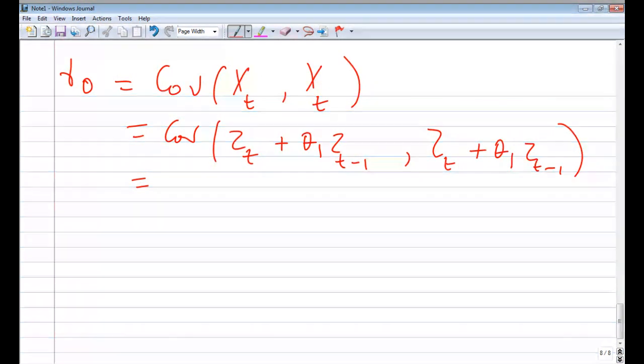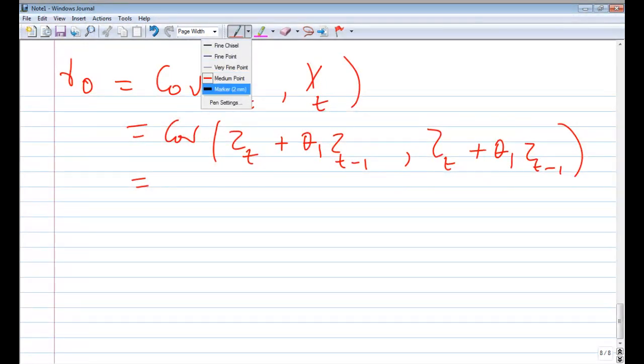So now, how do we calculate the covariance of xt and xt? Step number 2. Xt is equal to zt plus theta 1 zt minus 1. Instead of xt, we replace it by what? By zt plus theta 1 zt minus 1. We do the same for the next xt, zt plus theta 1 zt minus 1. So step number 3, you are supposed to find the covariance of everything which is here.